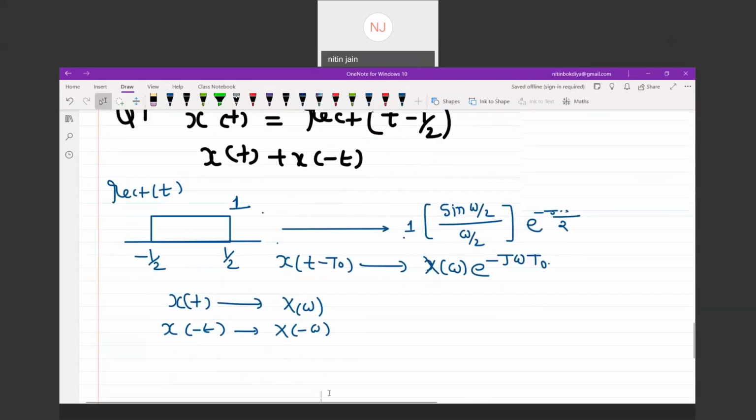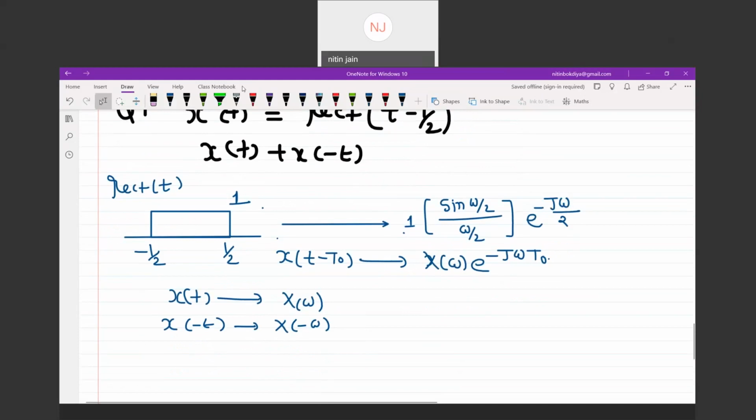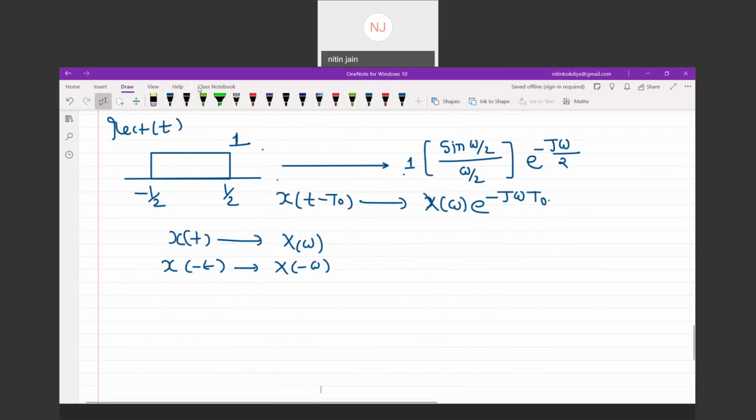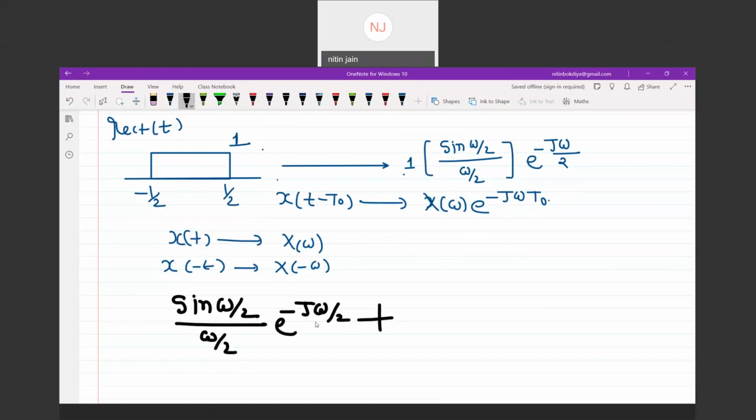And so can I say this is the Fourier transform of sine of omega by 2 divided by omega by 2? If you replace omega by minus omega, there is no effect on this, and e to the power minus j omega by 2 plus x of minus omega. So we will replace every omega by minus omega. So this minus and minus cancel.